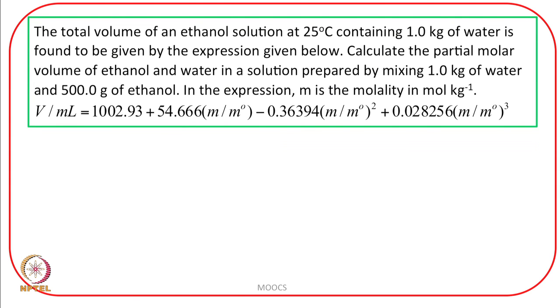Now, let us discuss a numerical problem. The total volume of an ethanol solution at 25 degrees Celsius containing 1 kilogram of water is found to be given by the expression given below. Calculate the partial molar volume of ethanol and water in a solution prepared by mixing 1 kg of water and 500 gram of ethanol. In the expression, m is the molality in mole per kg, and the expression that fits the molality is this: V is the total volume of the solution and its dependence on molality is given by this expression.